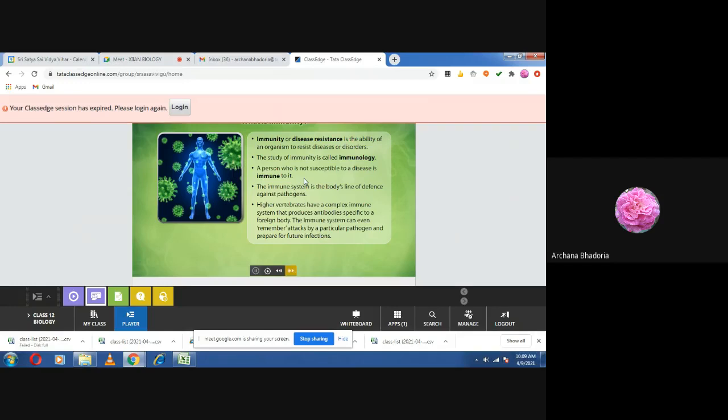Immunology. And the person who is not susceptible to a disease is immune to it. We say that person is immune to such a disease. Now, when you are taking the vaccine of COVID-19, it means you are getting immune to COVID-19. Now, the immune system is the body's line of defense against pathogens.